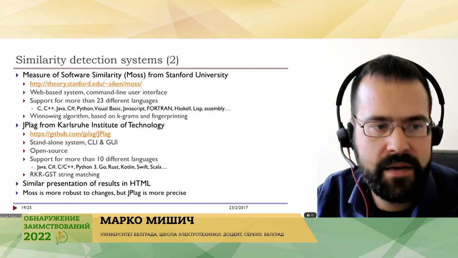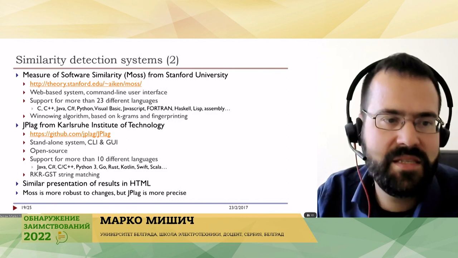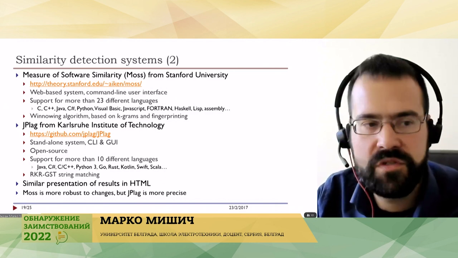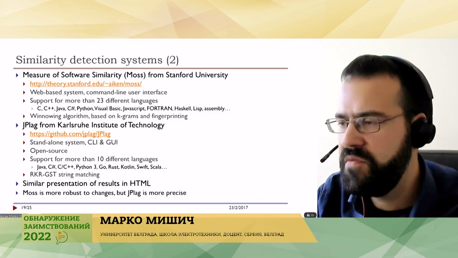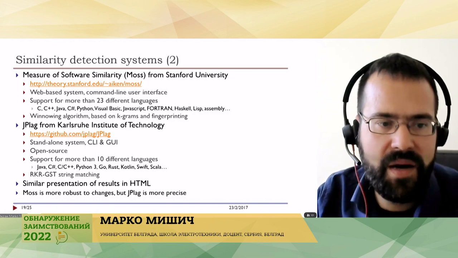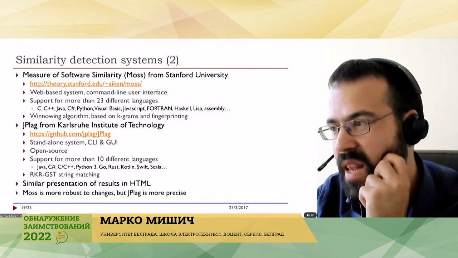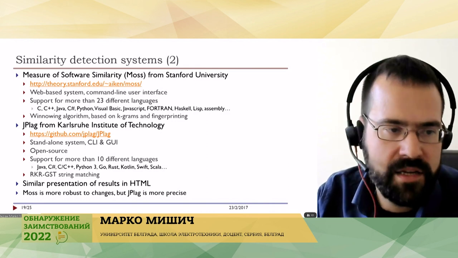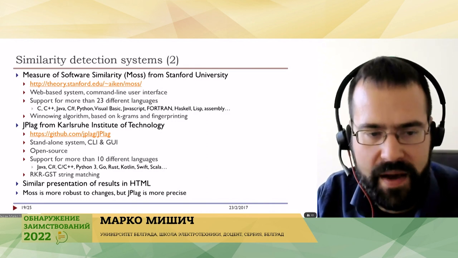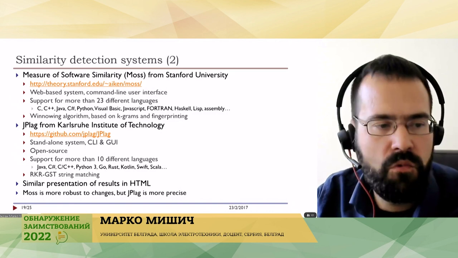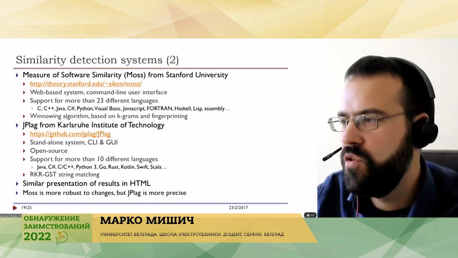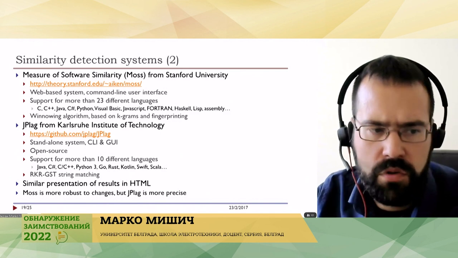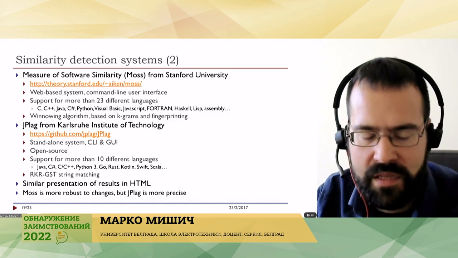However, JPlag is a standalone system. It's not a web-based system. It has both a command line interface and a graphical user interface. From 2015, it's also open source, but it supports a lot fewer programming languages. Of course, it supports those popular ones like Java, C#, C++, Python, but also some newer ones, and it's based on the combination of Karp-Rabin and greedy string tiling algorithms. Both have a pretty similar presentation of results in HTML.